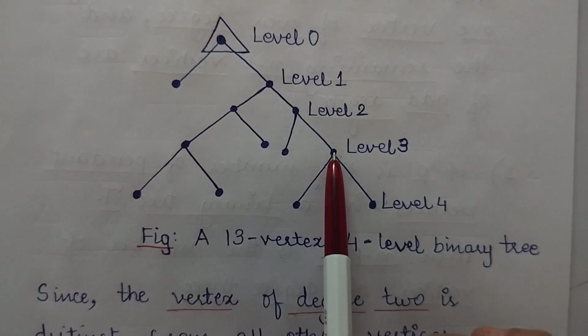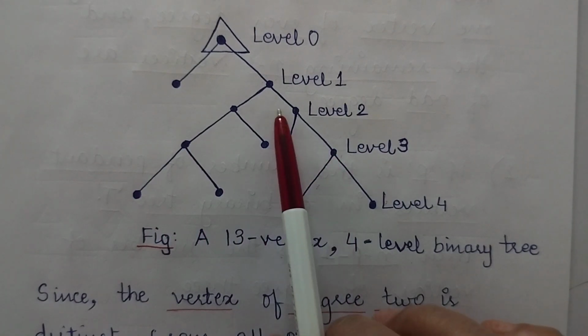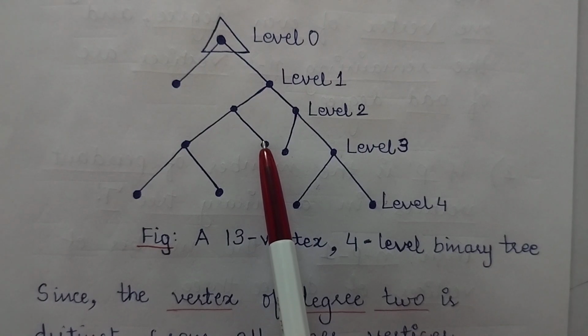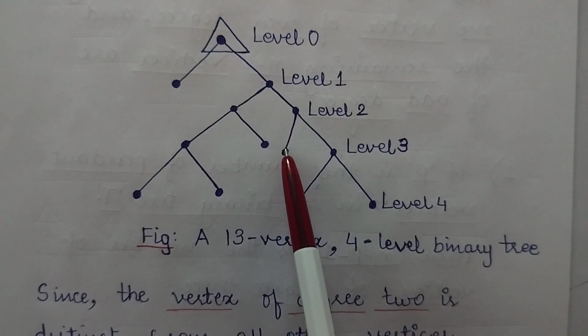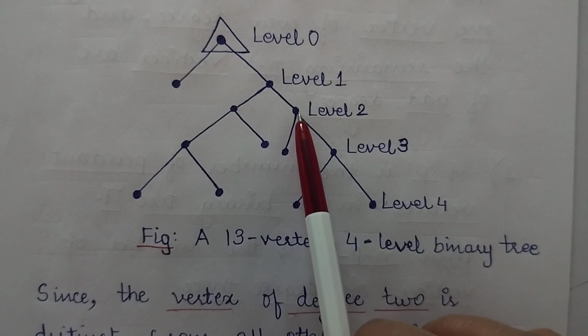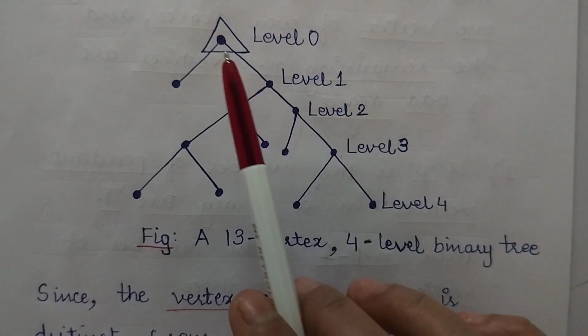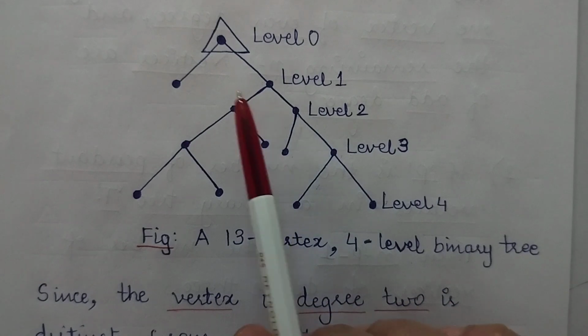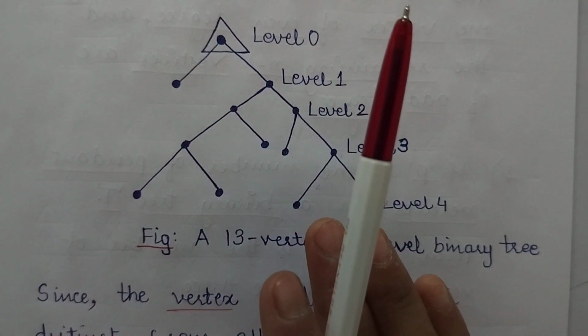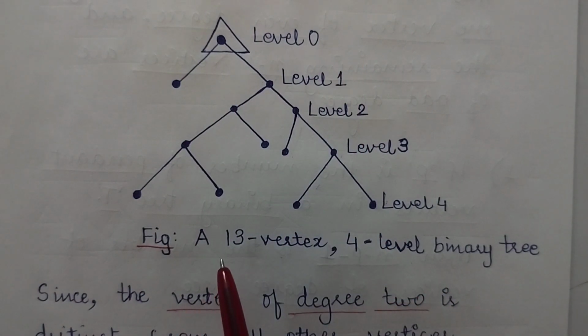If you look at this vertex, it has degree 1, 2, 3. If you look at this vertex, it has degree 1. If you look at this vertex also, it has degree 1. So all the vertices either have degree 3 or degree 1, and only the root vertex has degree 2. So it clearly satisfies all the properties of a binary tree. So I can say that it is a 13 vertex binary tree.